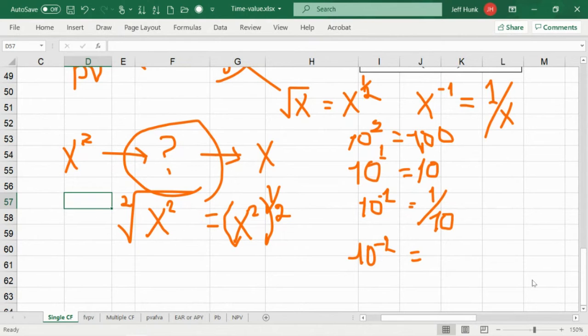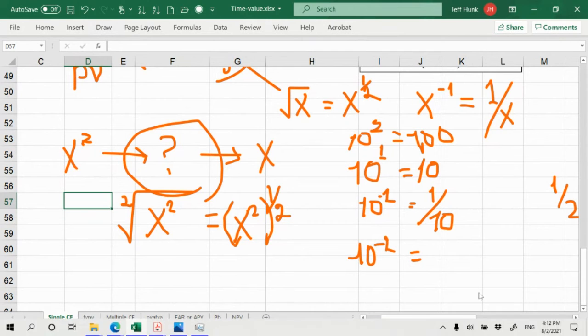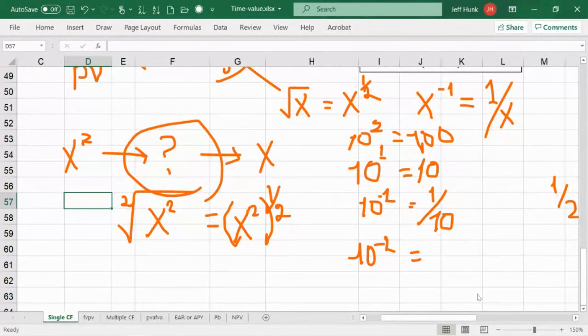Say that again. Who said that? Mohammed. Yeah, 1/2. 1/2? This is 1/2? 10 raised to -2? How can it be 1/2? 1/2 is 1 over 2. Never mind. It's 10 raised to -2.